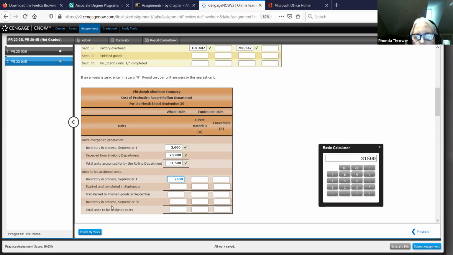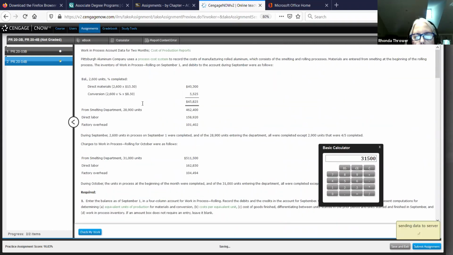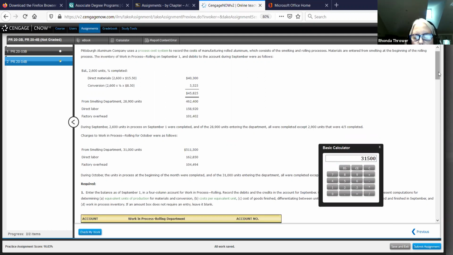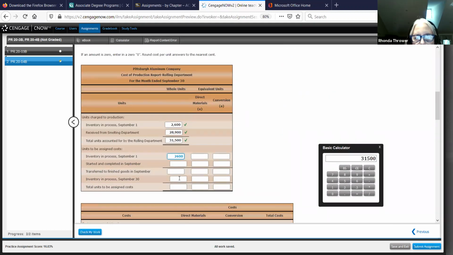But what they did tell us in this problem was that the inventory in process at the end of the period on September the 30th, you need to know how many units that was. So right here, where it says during September, all were completed except 2,900 units. That's your ending inventory units. So I know that I have 2,900 ending inventory units for the month of September. So I can fill in that 2,900 units.